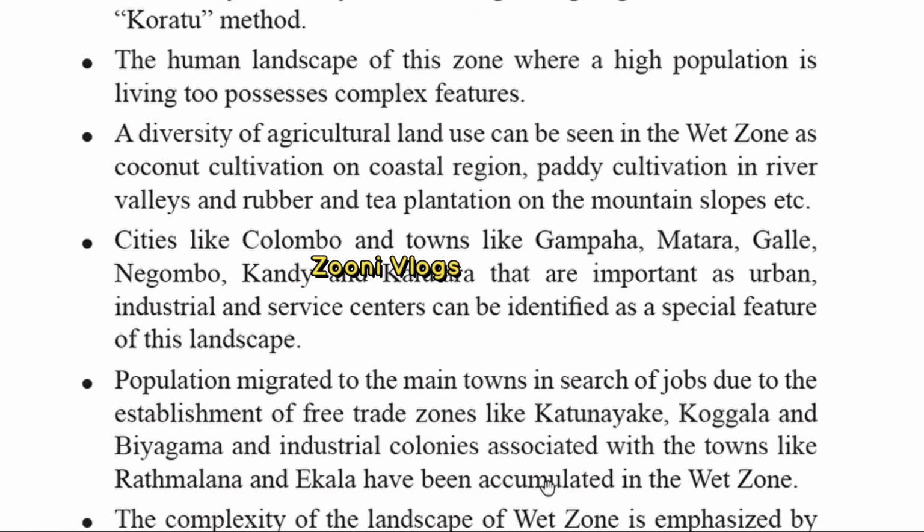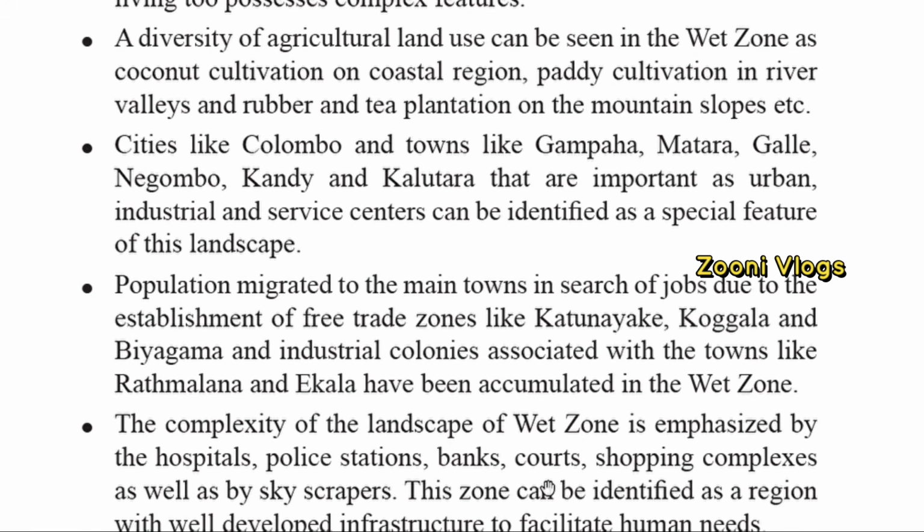In the wet zone, people migrate to main towns in search of jobs. There are trade zones, Katunayaka, Koggala, Biyagama, and here there are industrial colonies associated with towns like Ratmalana and Ekala. Those are in the wet zone.